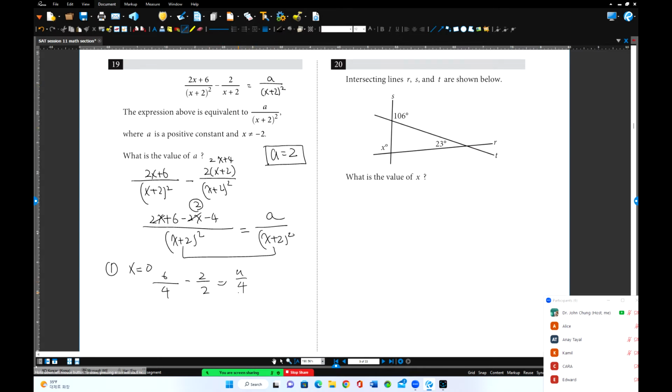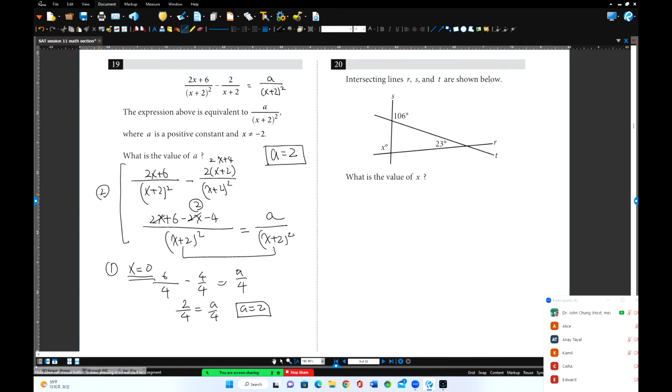You can solve it this way too. Okay? But this is about 4 over 4. So 6 minus 4 is 2 over 4 equals a over 4. Still a equals 2, right? You can substitute any real number except x is negative 2. But this is how we make the identical expression, right?